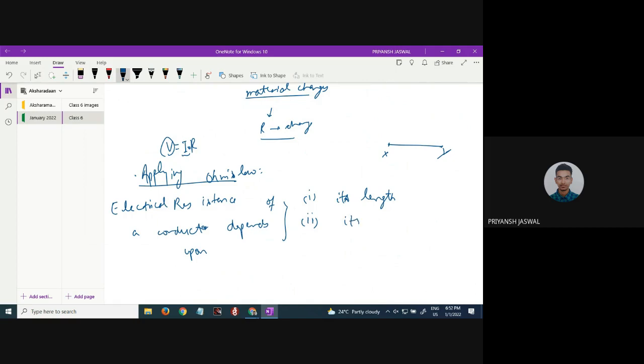Its cross section area, and the nature of material. That is, if we change the material itself, suppose we are using copper, then we use silver, then three wires for each material will show different variation. That is, the electrical resistance also varies with the nature of material. So these three are the factors on which it depends, provided that the temperature of the system is constant.